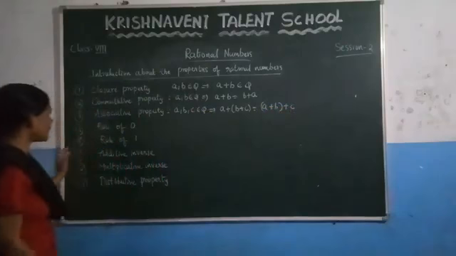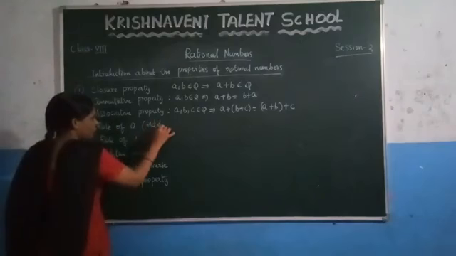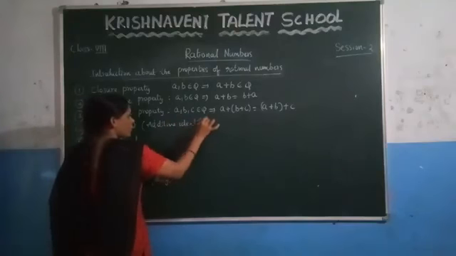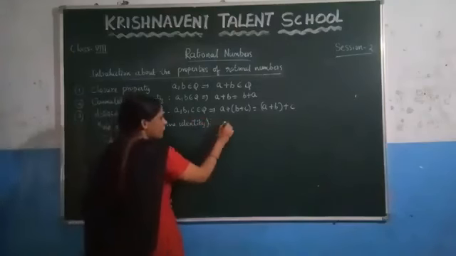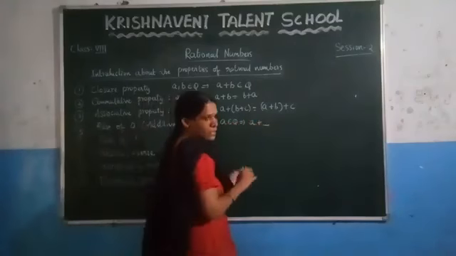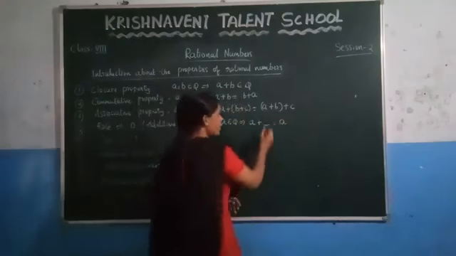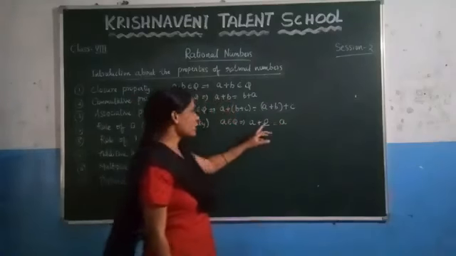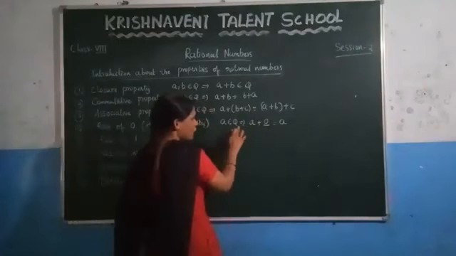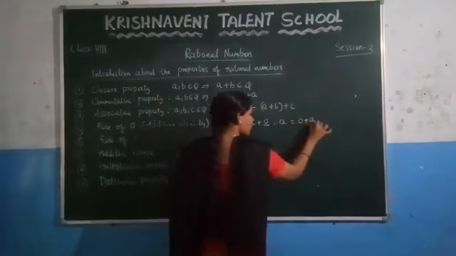And what is the next property? Role of 0. This role of 0 we call the additive identity. What this property says is, if you consider any rational number, you add one number such that you get the same number as the result. What is the number you have to add here? 0 is the number you have to add. That 0 we call the additive identity. So the property says, if A belongs to Q, then A plus 0 is equal to A, which must be equal to 0 plus A.